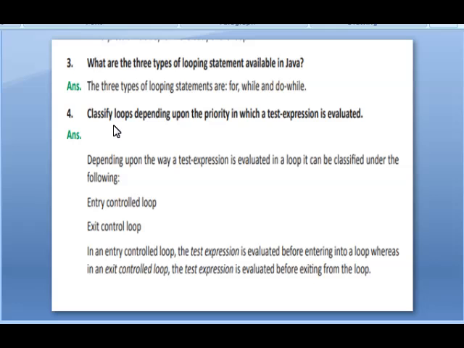Okay. Fourth question, classify loop depending upon the priority in which the test condition is evaluated. So depending upon the priority, it is divided into two groups, that is entry control loop and exit control loop. So the for loop and while loop are entry control loops, and do while loop is an exit control loop. Okay.